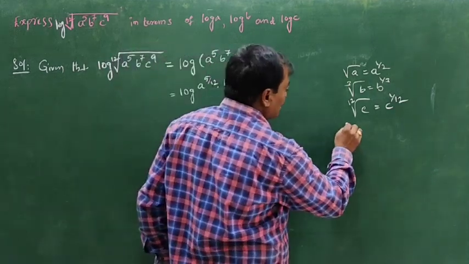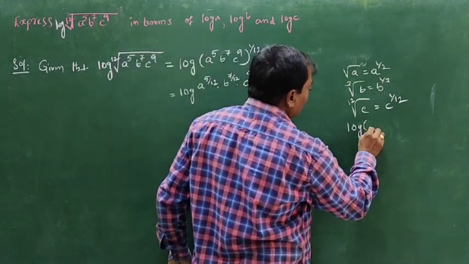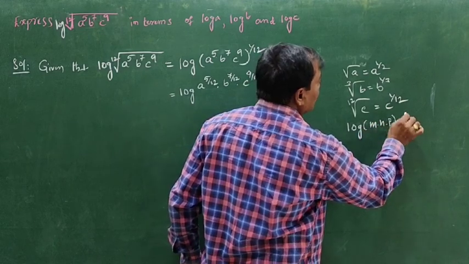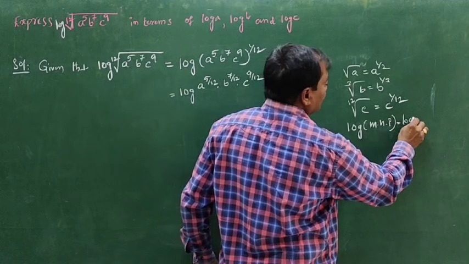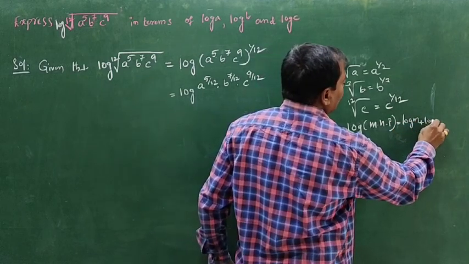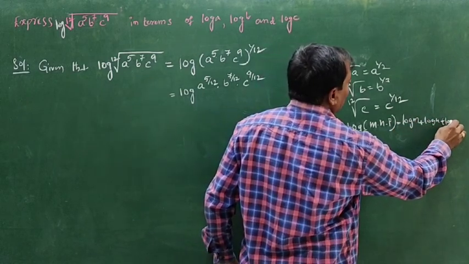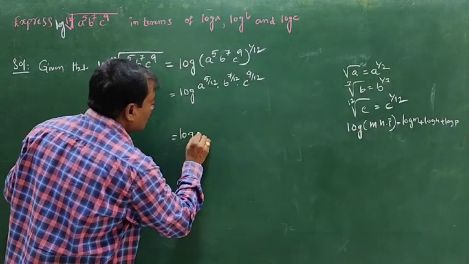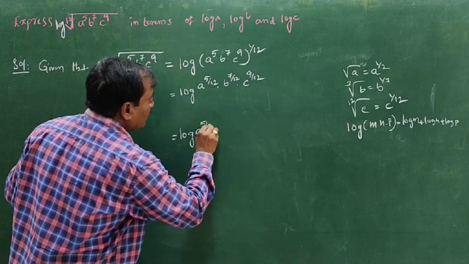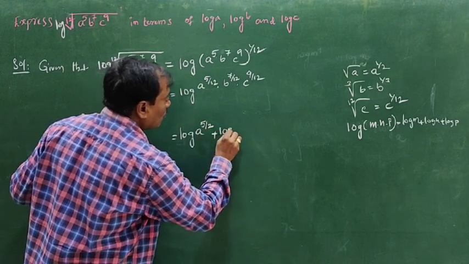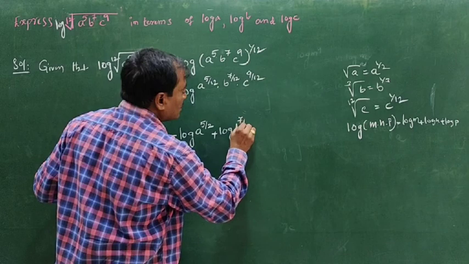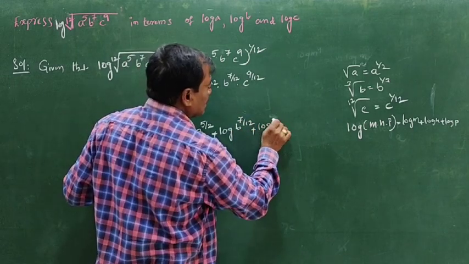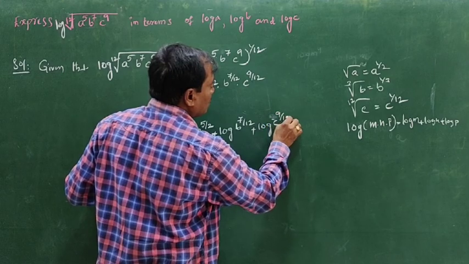So here this is in the form of log of m times n times p, and this is equal to log m plus log n plus log p. By using this property, it can be written as log a to the power of 5 by 2 plus log b to the power of 7 by 12 plus log c to the power of 9 by 12.